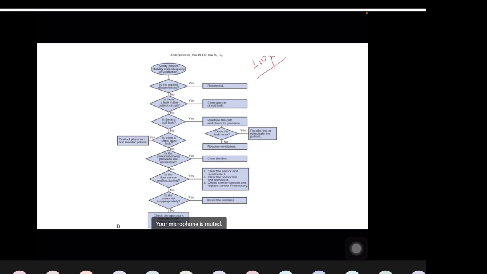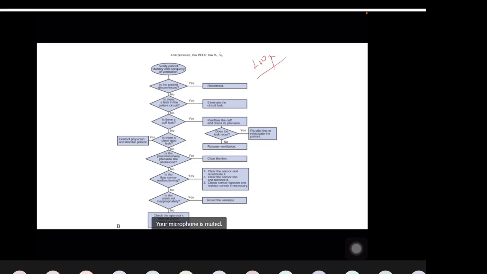Also look at the alarm settings. Sometimes the alarm may spontaneously get inappropriate settings, so assess whether the alarm has been properly set or not. And if the whole checklist has been completed, we again have to contact the biomedical team to look for any other possible causes.